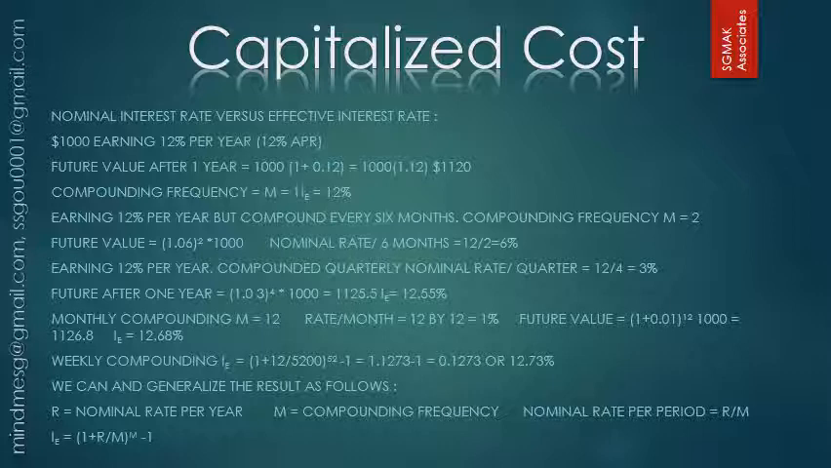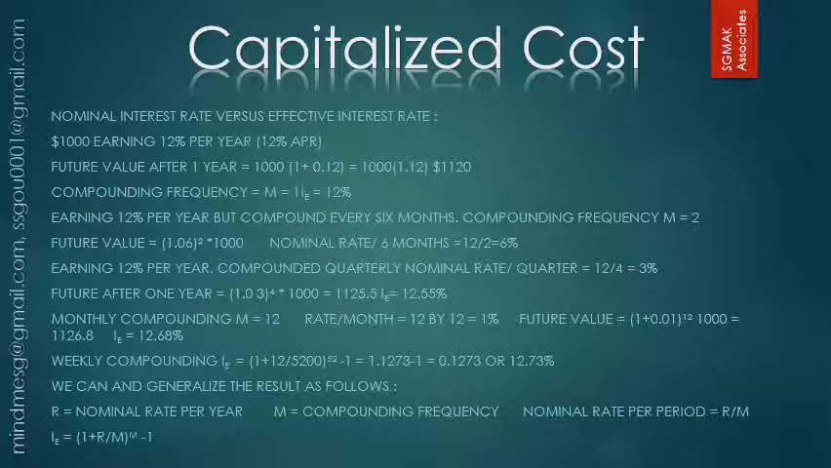So as you can see, effective rate depends on the compounding frequency. It goes up as the compounding frequency goes up. One more example, simply, if you have weekly compounding, so your compounding frequency is now 52, and you get effective rate of 12.73%.